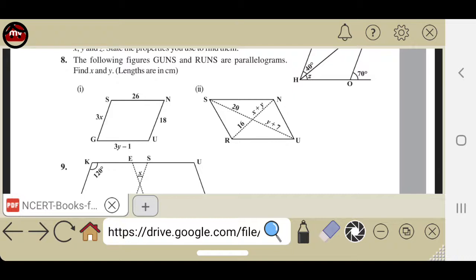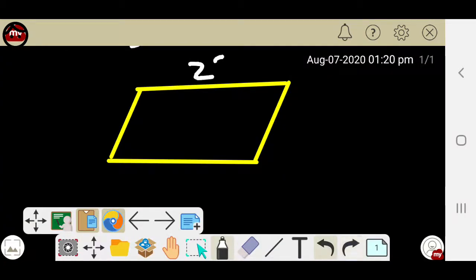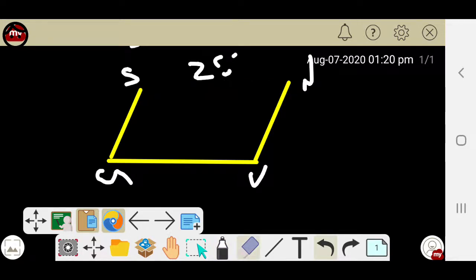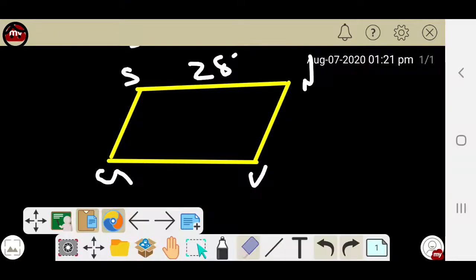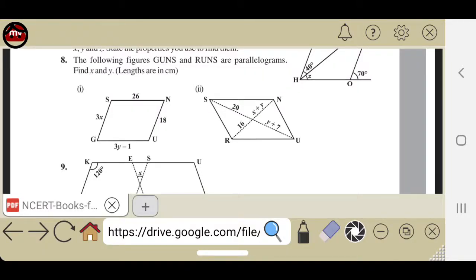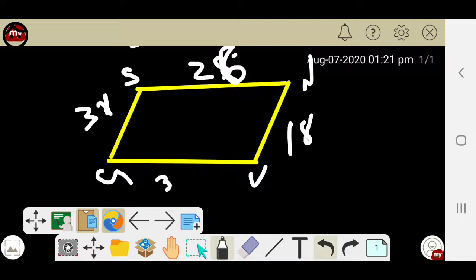(26, 18). This measure 26. This one 26 and 18. This one 18. This one 26. Then what is the other measurement? 3x and 3y minus 1.